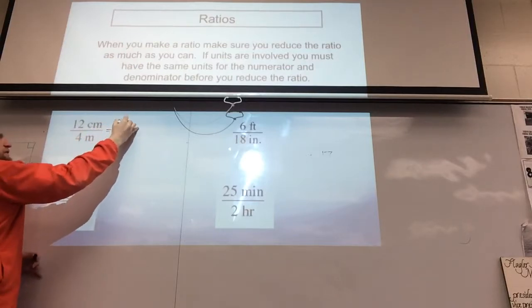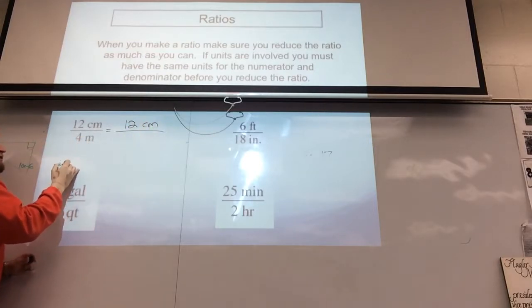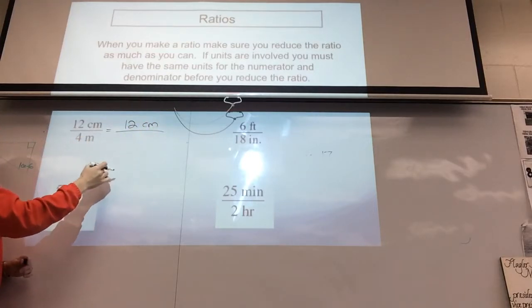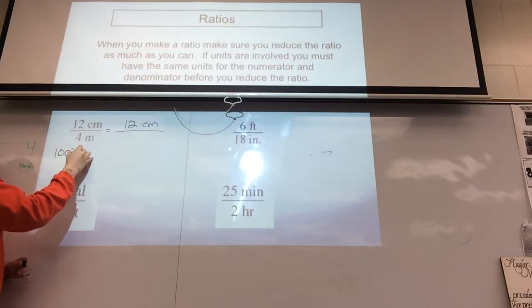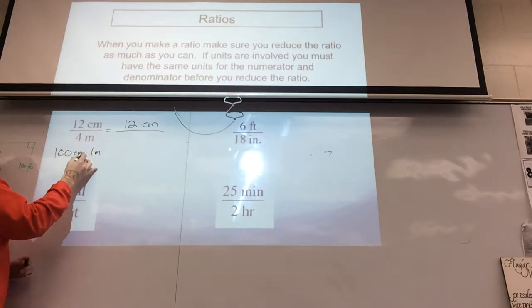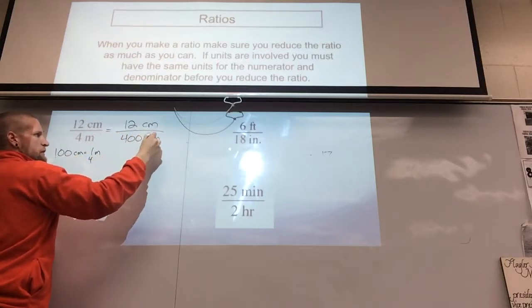So in order to do this, since I know centimeters is smaller, that means I need to change this to centimeters. Do you guys know how many centimeters are in a meter? 100. So there's 100 centimeters in 1 meter. So since I have 4 of those meters, that means I need 400 centimeters.